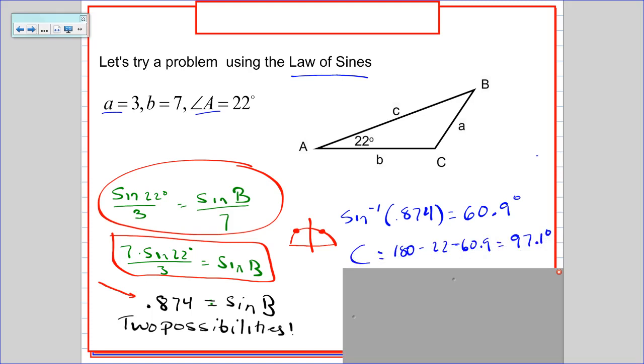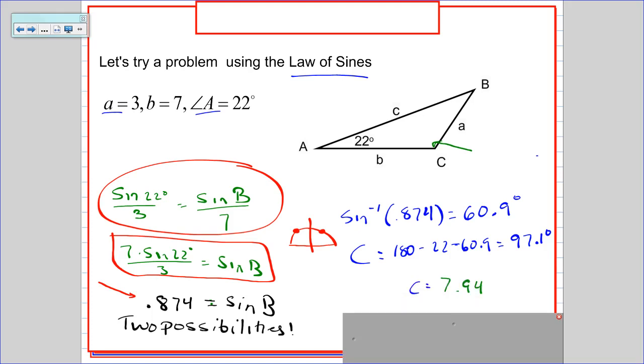We subtract from 180, and we find that our third angle is 97.1 degrees. It's not exactly drawn to scale, but it's not awful. And then we just use the law of sines, and we find that the last side is 7.94. And it makes sense that that's the largest side out of the three of them, and that's across from this largest obtuse angle.